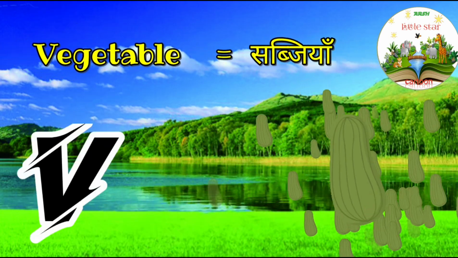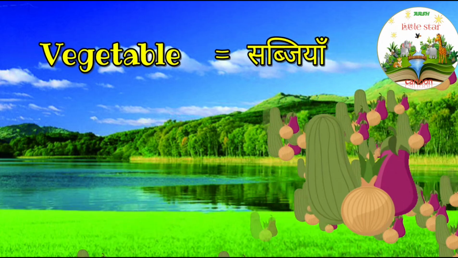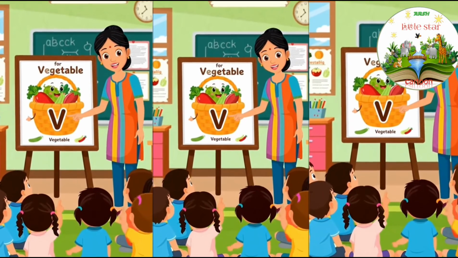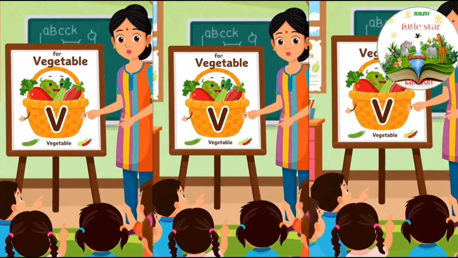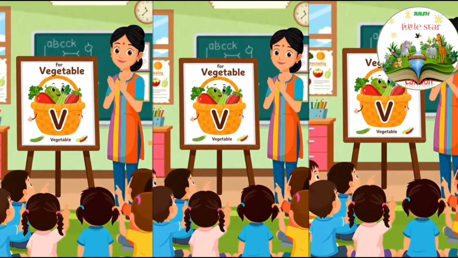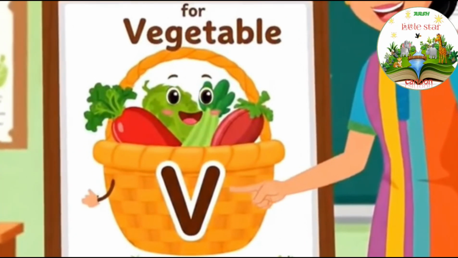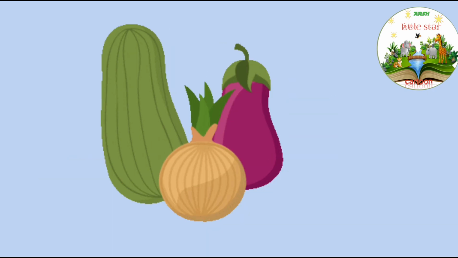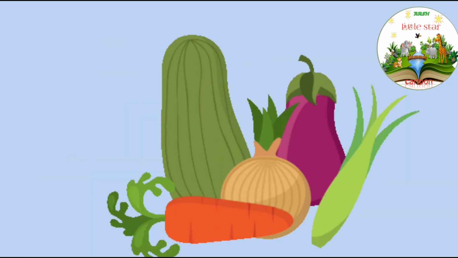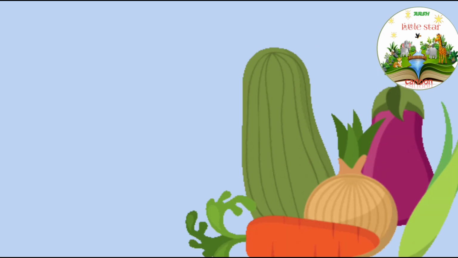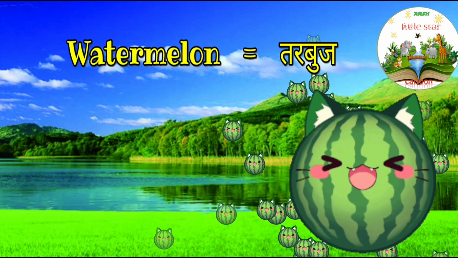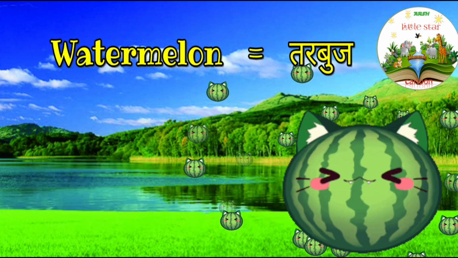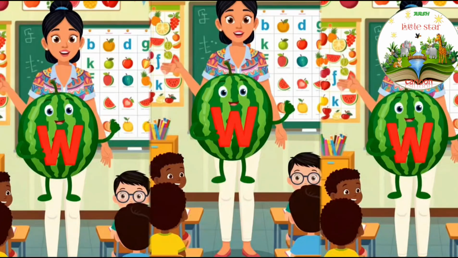V for vegetable. Vegetable means सब्जियाँ. W for watermelon. Watermelon means तरबूज.